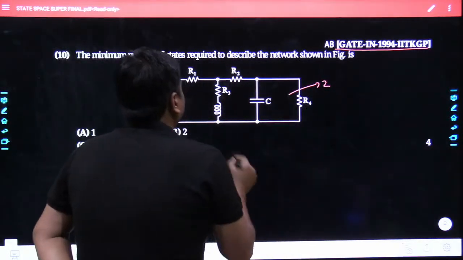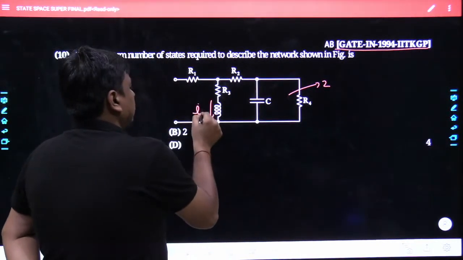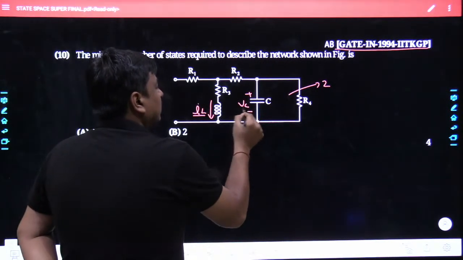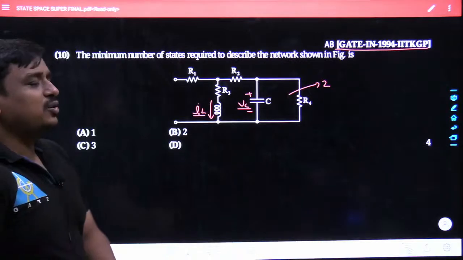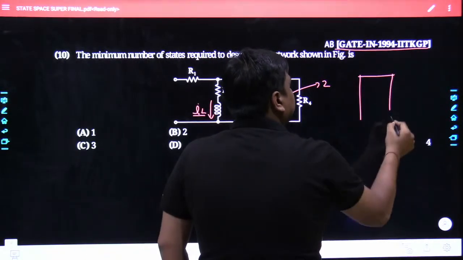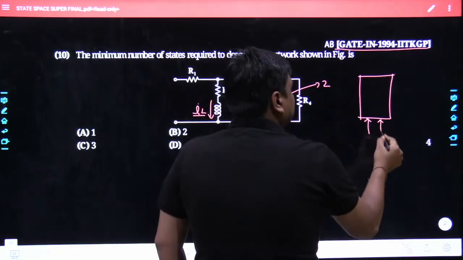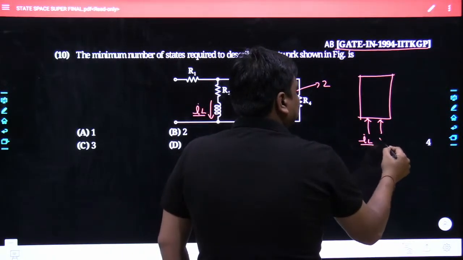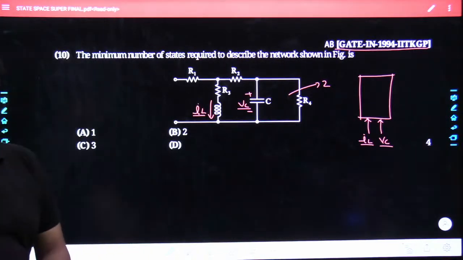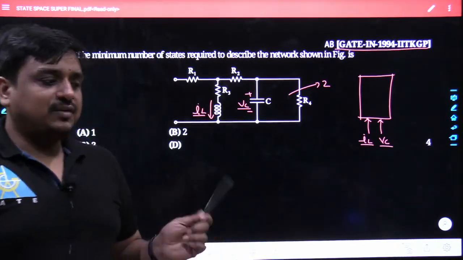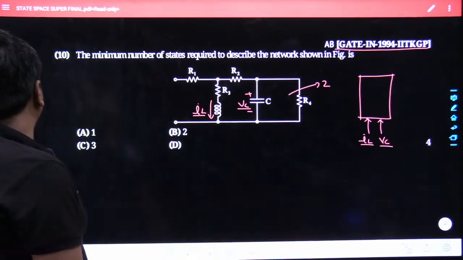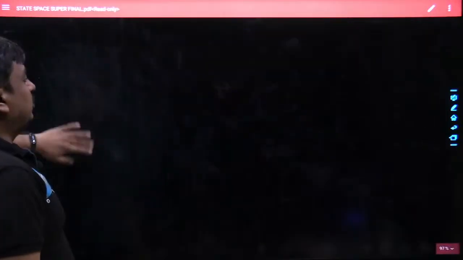Or in a different way, you can see the first state variable would be the current across the inductor, and the second state variable would be the voltage across the capacitor. So how many state variables are required? Once you convert this electrical circuit into the form of SSM, 2 state variables are required, and precisely they are IL and VC. So the best answer is going to be 2. Similarly, let me go into the next question.